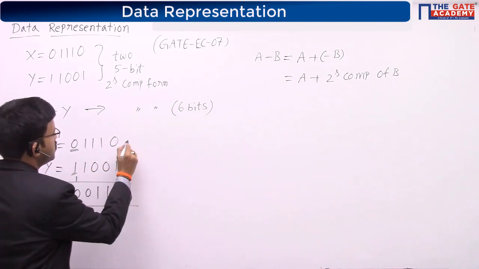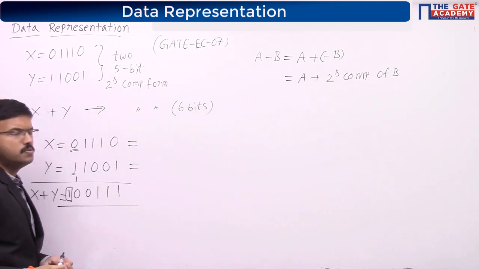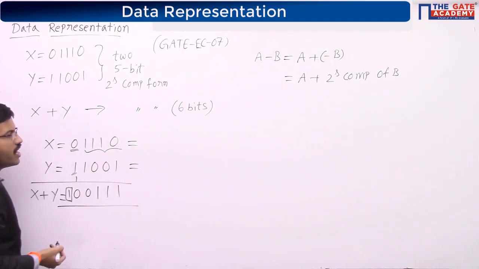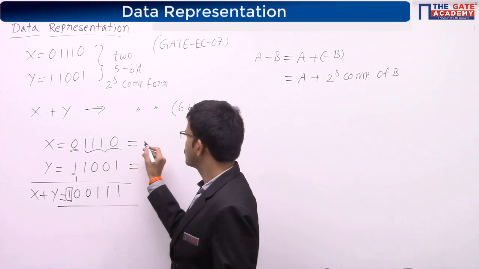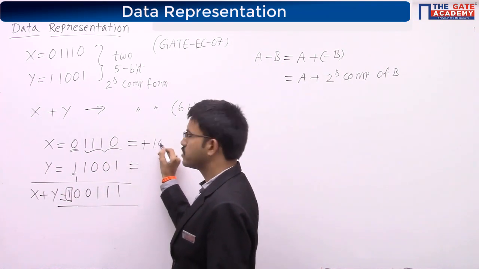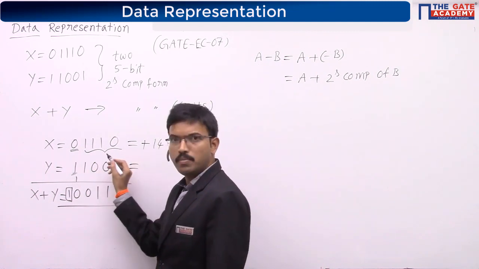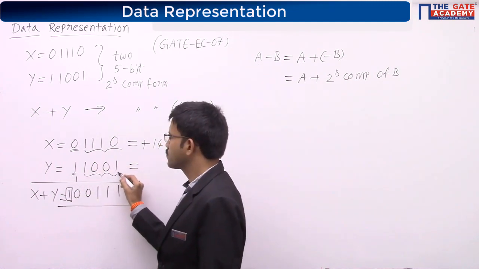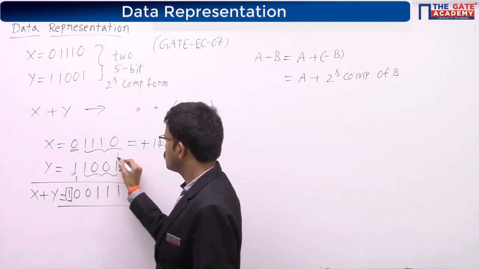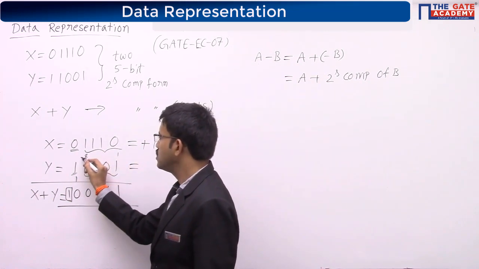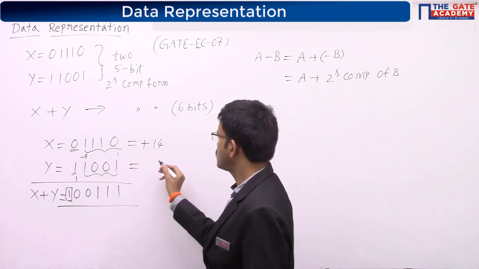See here, just write the decimal equivalent of these two. Here the sign bit is 0, and the remaining bits give the magnitude. What is the value? Plus 14, right? Here the sign bit is 1. This entire number is the same as this number. Here the position weights are 2 power 0, 2 power 1, 2 square, 2 cube. 2 cube is nothing but 8, so I will put minus here. Minus 8 plus 1 is minus 7.